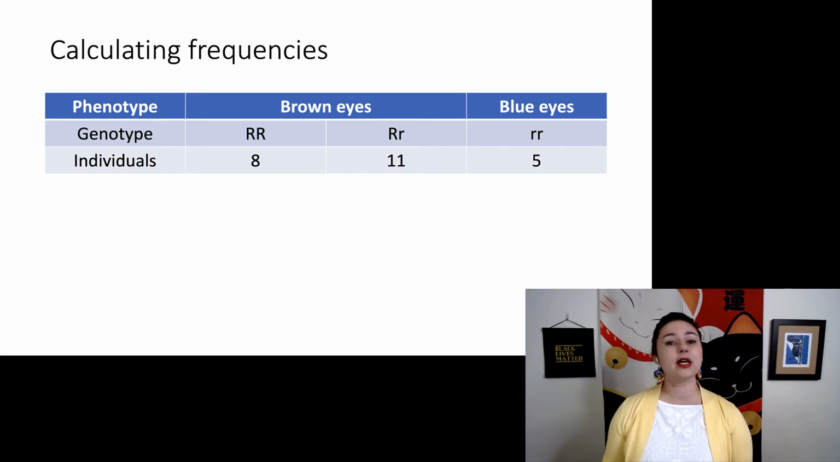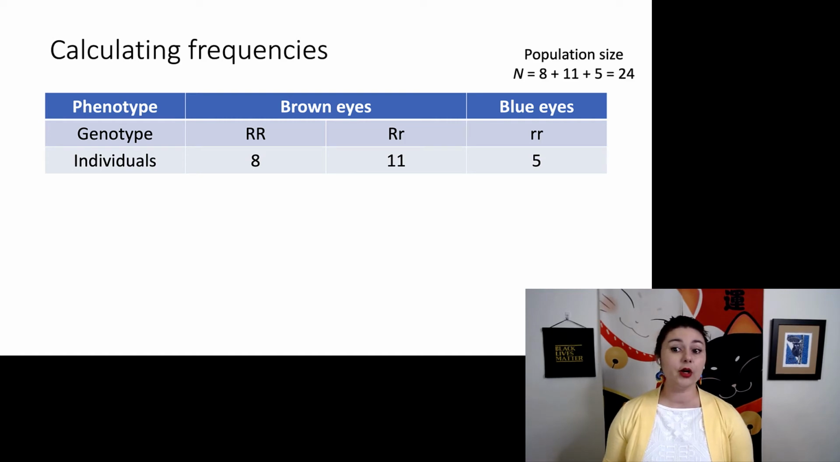So here is a hypothetical table we have. Here we have people with brown eyes and people with blue eyes. We know brown eyes are dominant to blue eyes, so people with brown eyes would have either genotype RR or big R and little r, and people with blue eyes would have 2 recessive alleles. So we already know the counts for the different genotypes here. Here, our population size is simply all the people we have, which for this example is 24. It's a pretty small population.